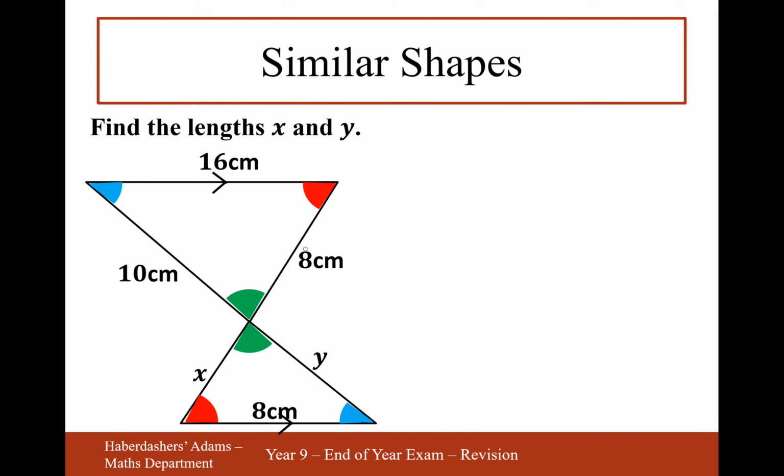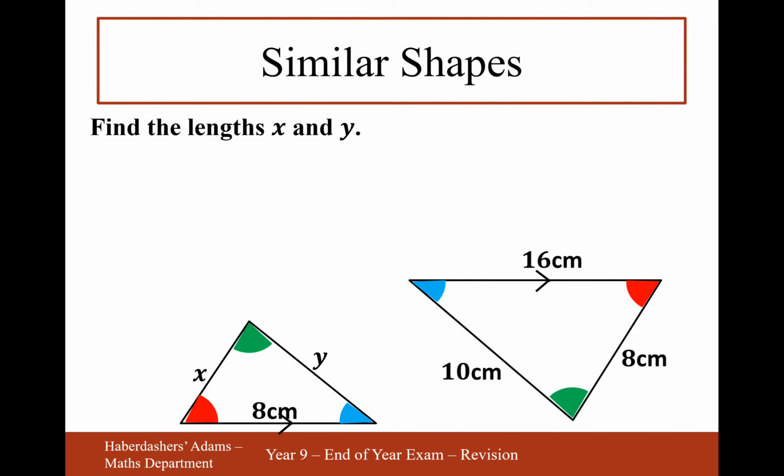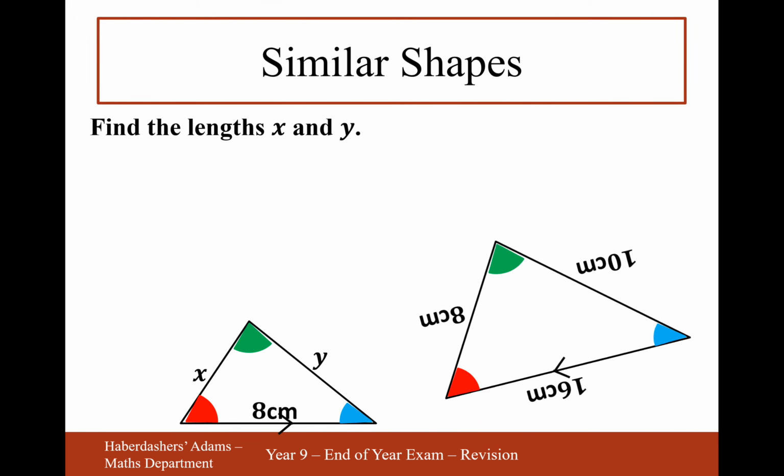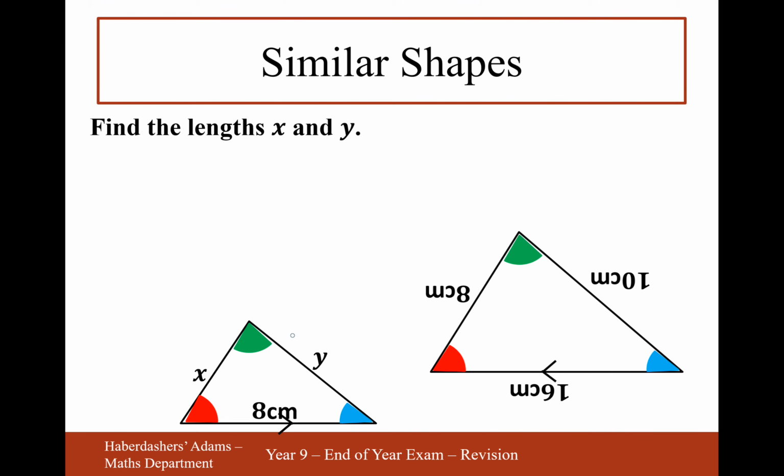But is it the case that 8 and y match up and 10 and x match up, or is it some other side of the triangle that matches up? Think about it like this. If we take the top triangle and flip it upside down, then it looks exactly like the smaller triangle. We've got the green angle at the top, the red angle in the bottom left, and the blue angle in the bottom right. So what does this tell us? It tells us that x matches up with the side of 8 centimeters, and y matches up with the side of 10 centimeters.